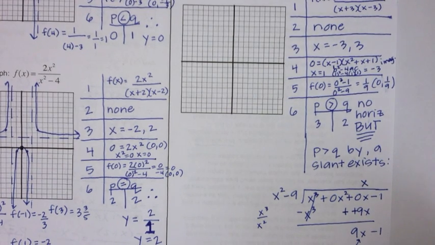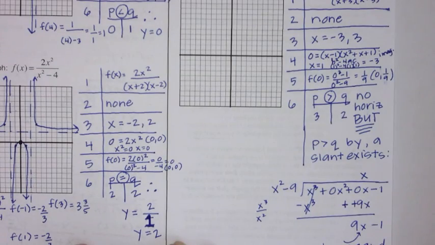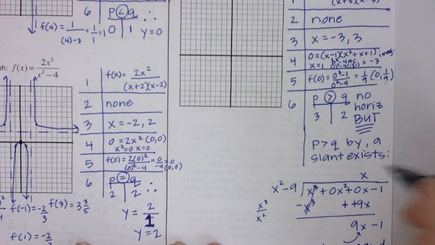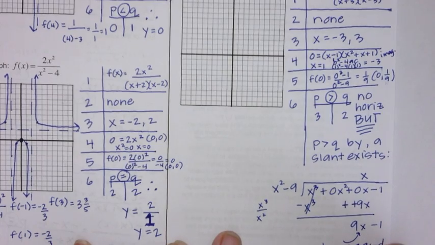How do I know when I'm at my remainder? I know I'm at my remainder when the power here is greater than the power here, right? Does that make sense? Like I can do x cubed divided by x squared, but I can't do 9x divided by x squared. Okay, so then the equation of my slant is y equals x.